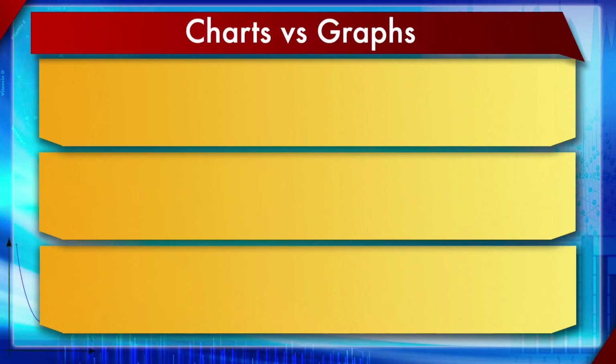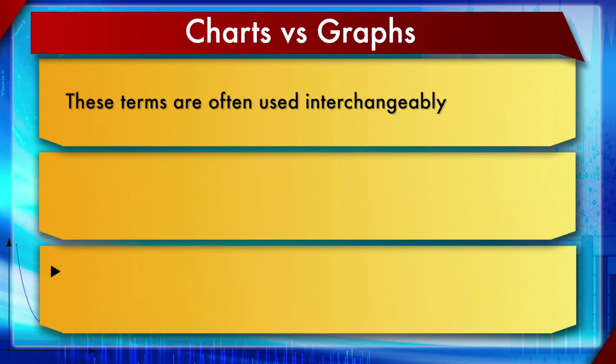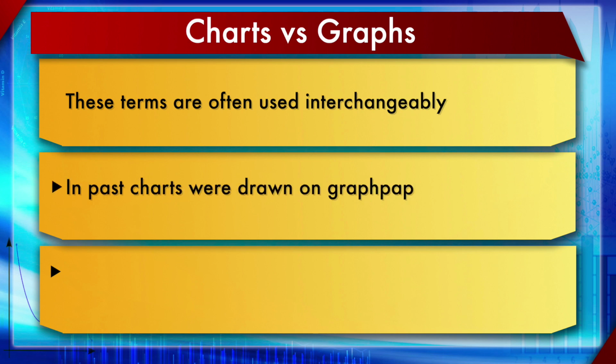So first of all, charts and graphs, what is the difference here? Sometimes it's also called a plot. These are all used interchangeably, so these terms are all the same thing. It's nothing but a visual representation of the data. In the past, charts were drawn on graph paper manually. That is why we used to call it a chart. On the chart paper or graph paper we used to draw it.